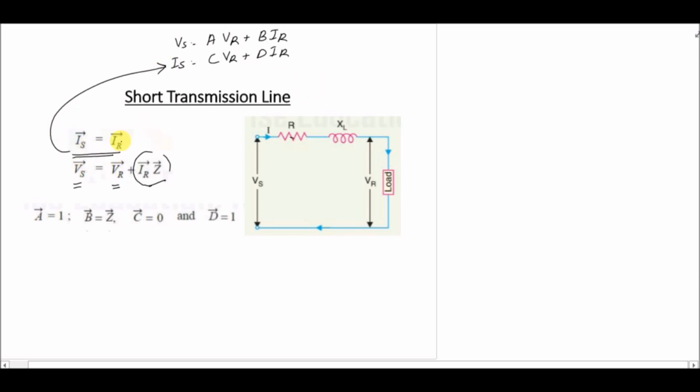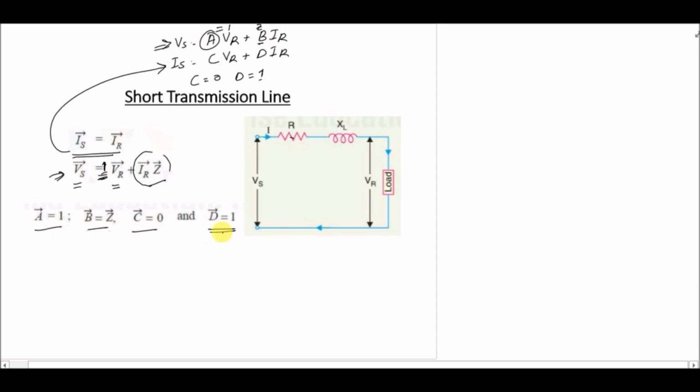So from the comparison of these two equations, D is equal to 1 and C is equal to 0. Similarly for these two equations, A is equal to 1 and B is equal to Z. So A is equal to 1, B is equal to Z, C is equal to 0 and D is equal to 1.